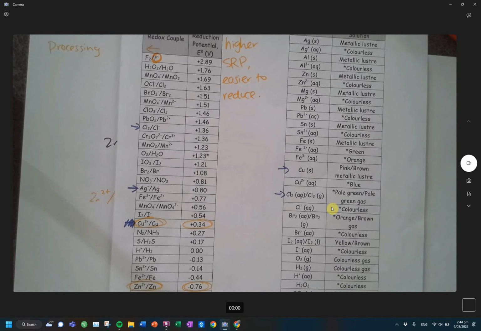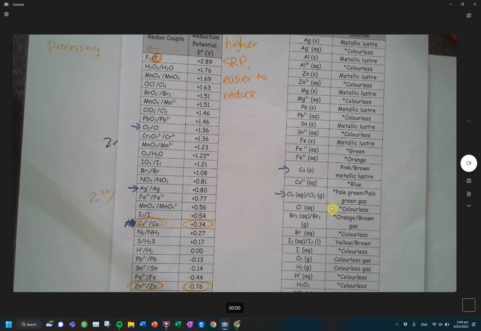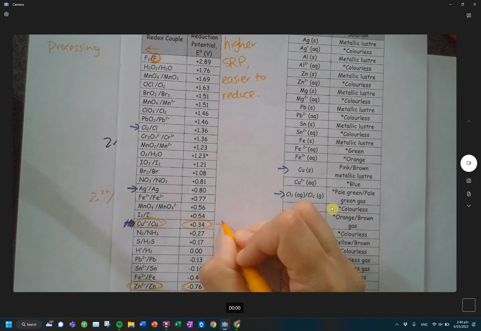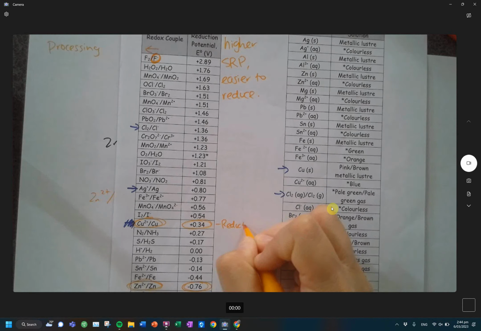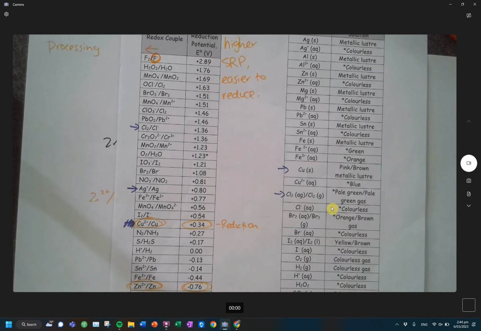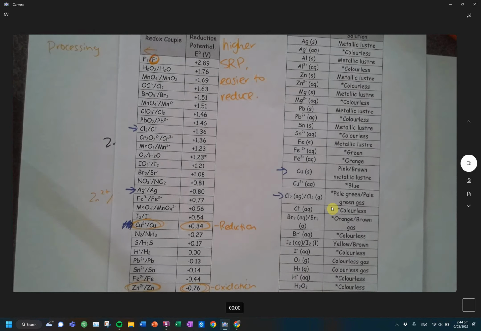So if I'm looking at these two choices, will it be the copper 2 ion or the zinc 2 ion that will be reduced? Copper, because it's higher on that list. So this one will be my reduction reaction, and the zinc will be my oxidation reaction. We good so far? So that's how I've processed that.